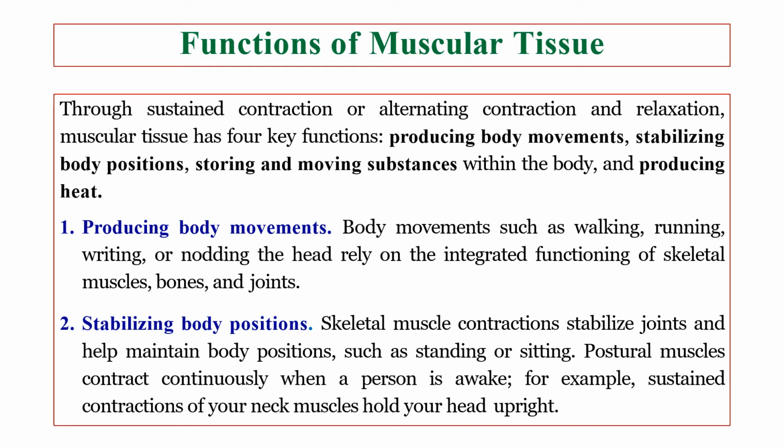Functions of muscular tissue. Through sustained contraction or alternating contraction and relaxation, muscular tissue has four key functions: producing body movement, stabilizing body position, storing and moving substances within the body, and producing heat. 1. Producing body movement. Body movements such as walking, running, writing, or nodding the head rely on the integrated functioning of skeletal muscle, bones, and joints.